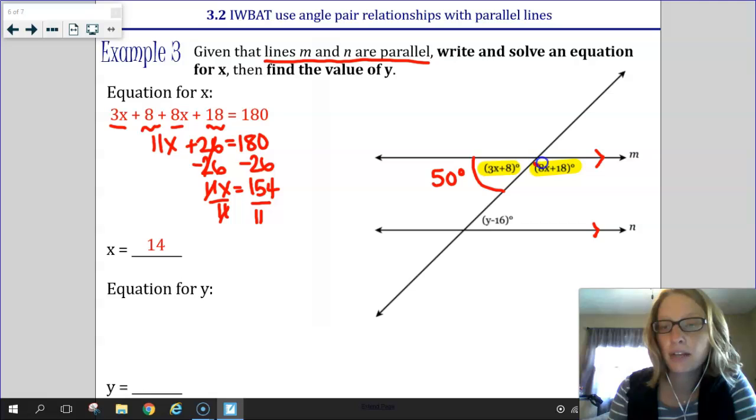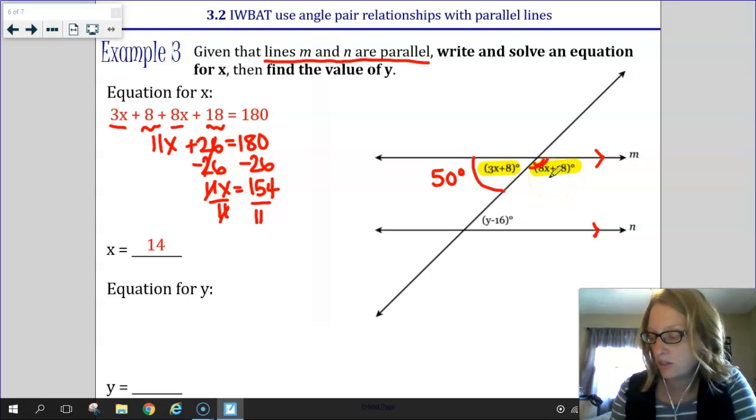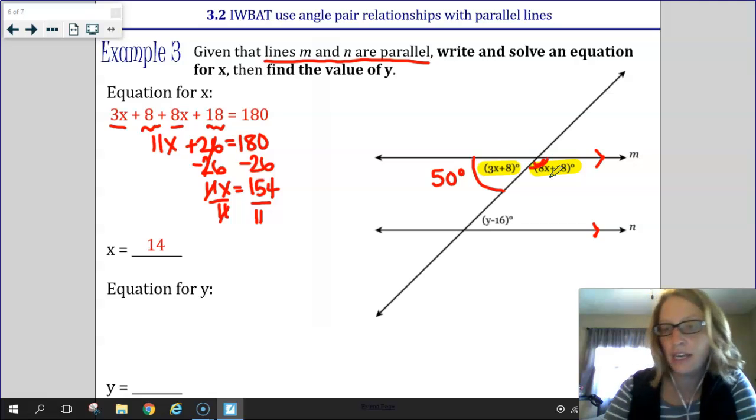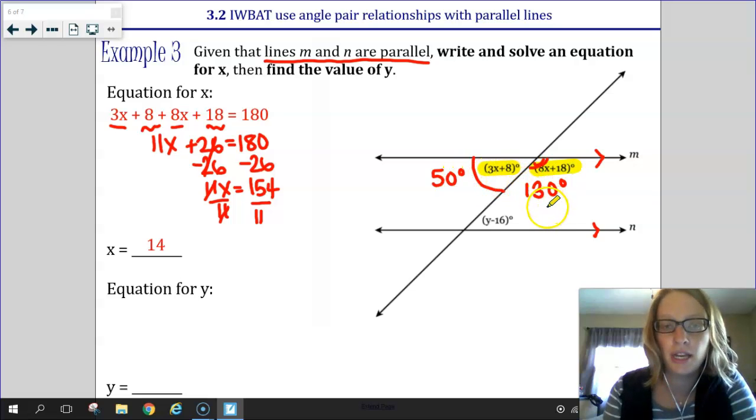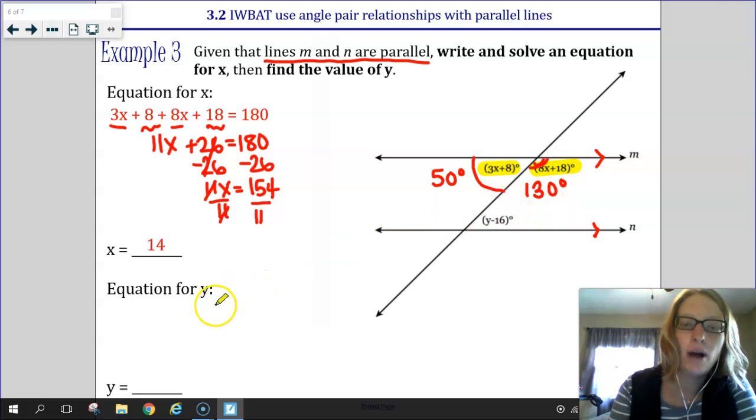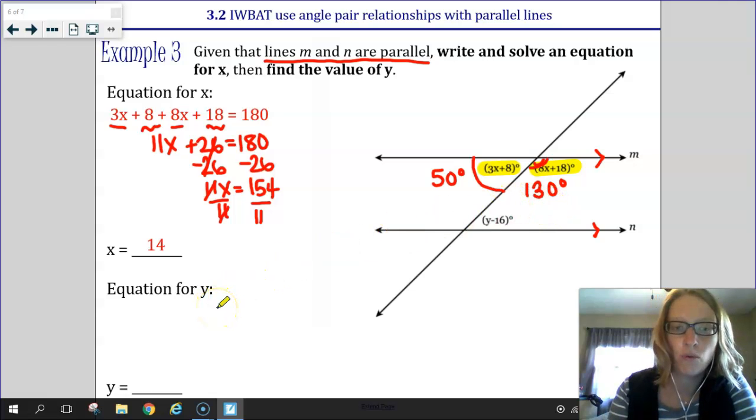If I plug in my x over here, 8 times x plus 18, let's see what I get. So 8 times 14 gives me 112, plus 18 gives me 130. So I can tell I'm on track and doing this problem correctly because those two angles do add up to 180 degrees. Now I need to write and solve an equation for y.